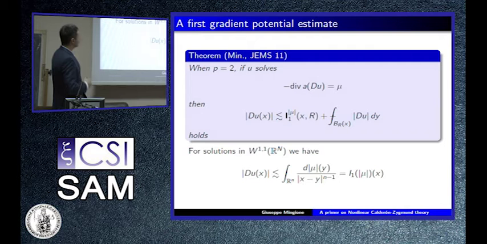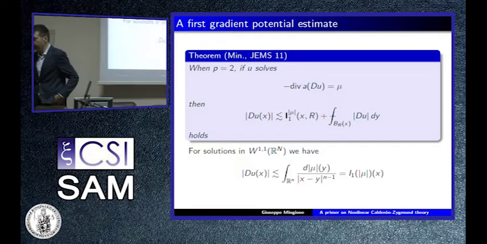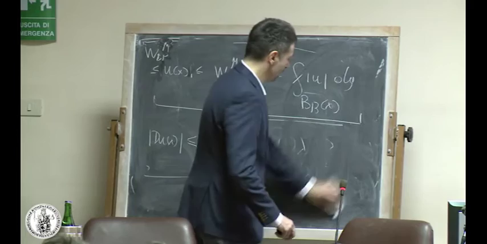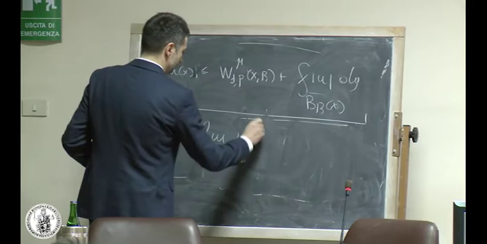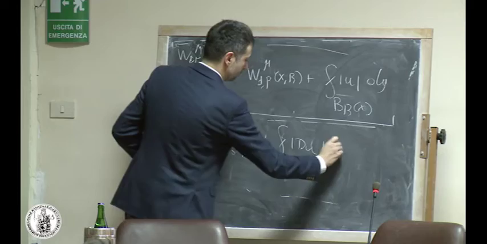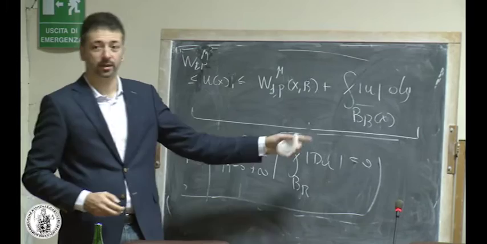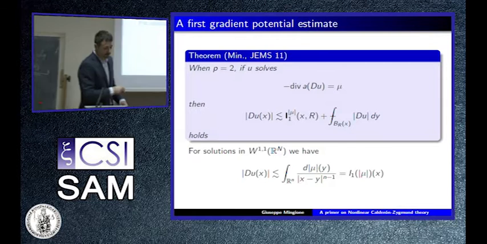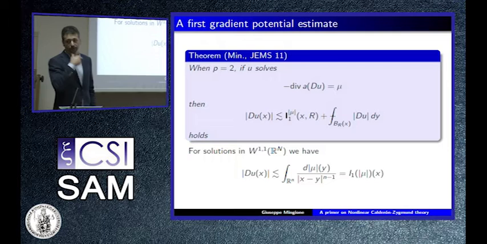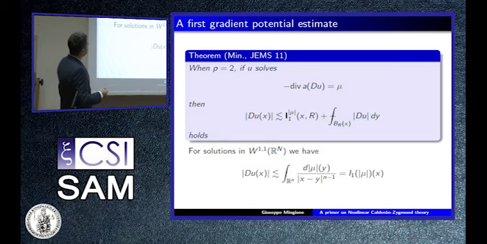In particular, for W11 solutions or for solutions such that this object is going to zero when capital I goes to plus infinity, then you recover the usual estimate. In particular this is satisfied by very many solutions with measure data. For instance, you take the Dirac measure. So you can amazingly reconstruct the classical estimate that works for the Laplacian via convolution with the fundamental solution for any quasi-linear nonlinear equation. Okay, what about the p case?